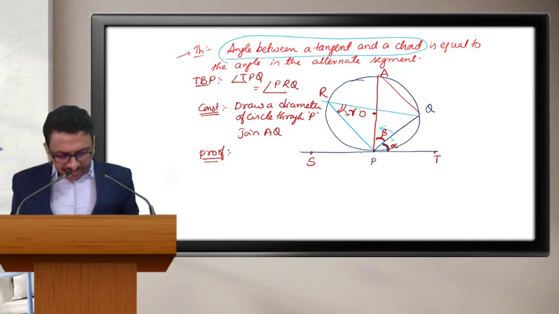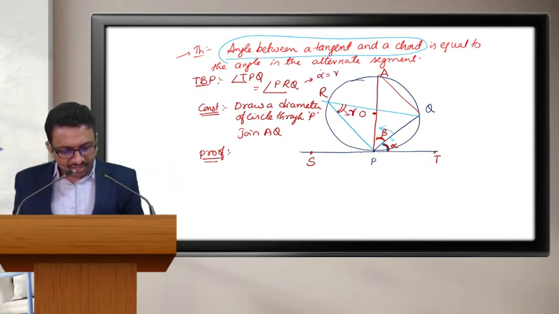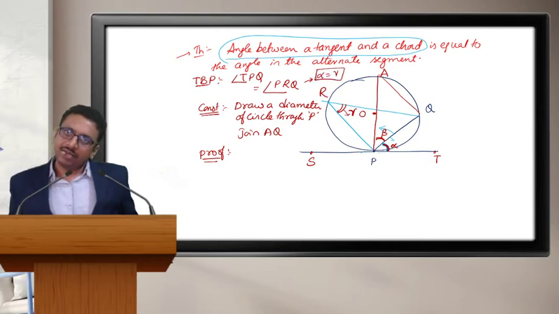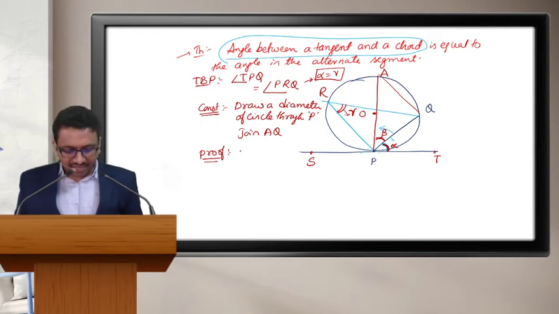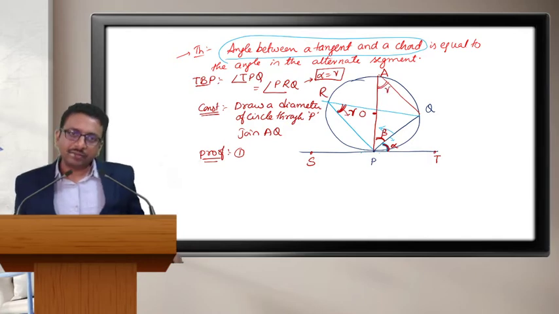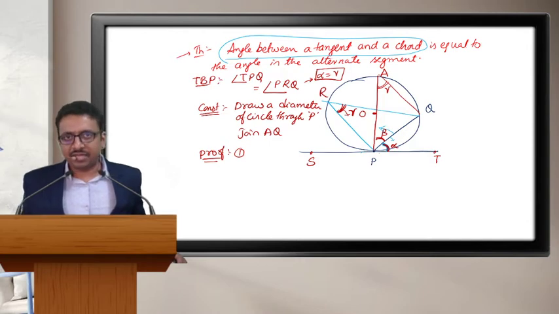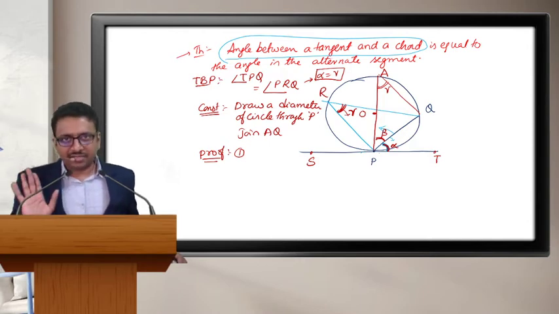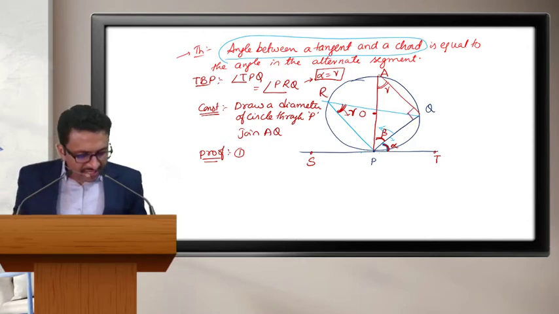So what is to be proved? Alpha is equal to gamma. First, if this is angle gamma, this is also angle gamma, because angles in the same segment are equal. Next, this angle is 90 degrees.